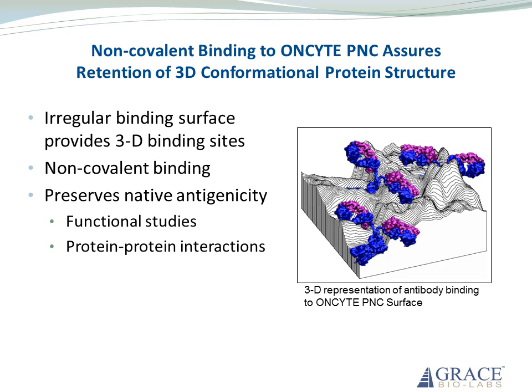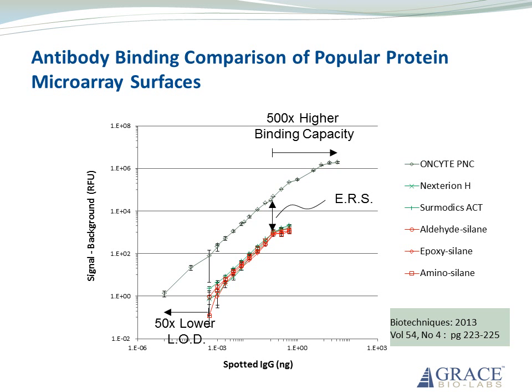More importantly, the surface of film slides is ideal for protein binding. It provides an irregular binding surface with many crevices and grooves where proteins can situate themselves, and the method by which it binds is non-covalent. Both of these characteristics provide an ideal environment for the preservation of proteins' three-dimensional tertiary structure and function. Due to these various characteristics, ONCYTE PNC outperforms other commonly used protein array surfaces, including hydrogels and functionalized glass.